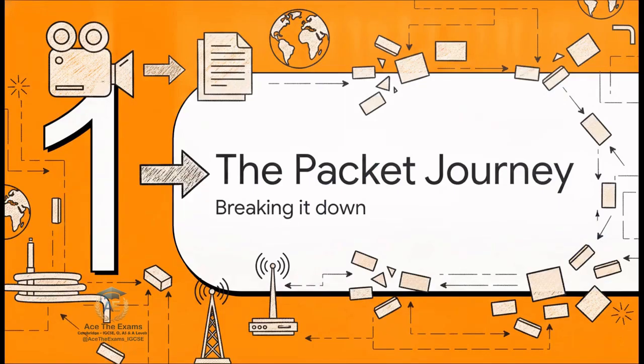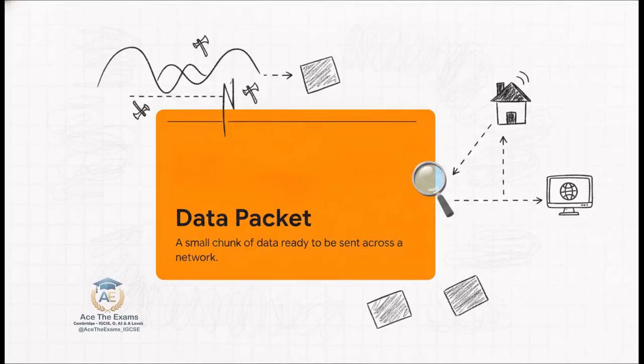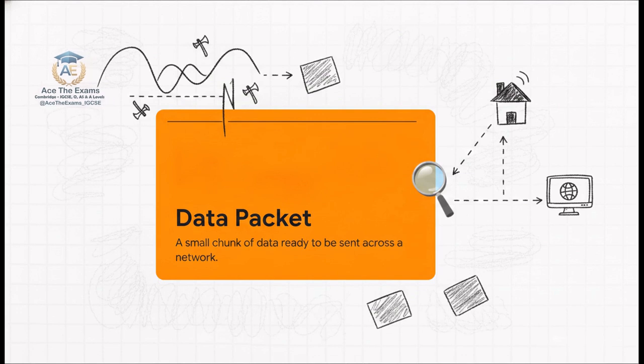Starting with Section 1, the data packet journey. Okay, so the very first major problem of networking is basically logistics. We've got massive files, right? High-definition videos, huge documents, and we need to move this information across a global network. We can't just shove a massive file down a cable all at once. It just doesn't work. So how do we do it? The solution is actually surprisingly simple. We chop it up. We break that large data down into small, really manageable chunks, and we call these chunks packets.